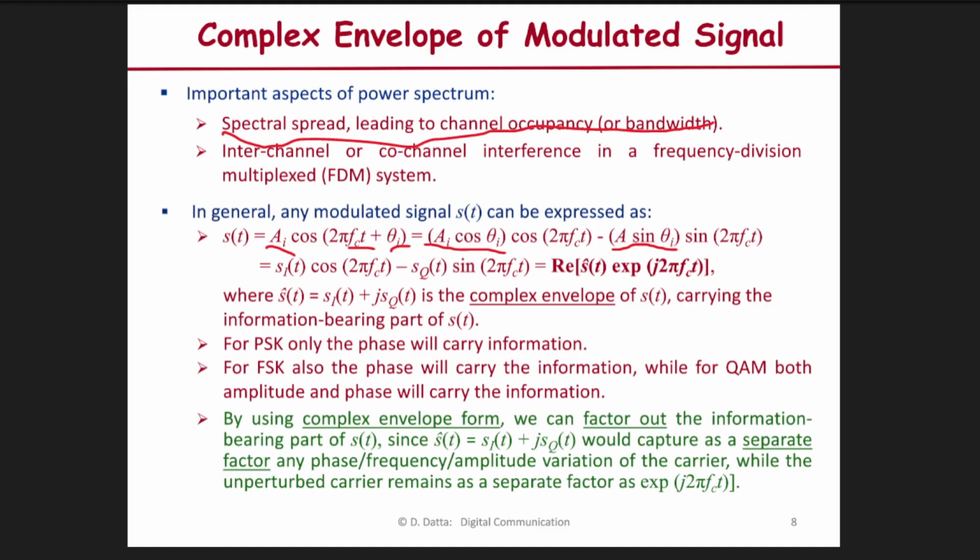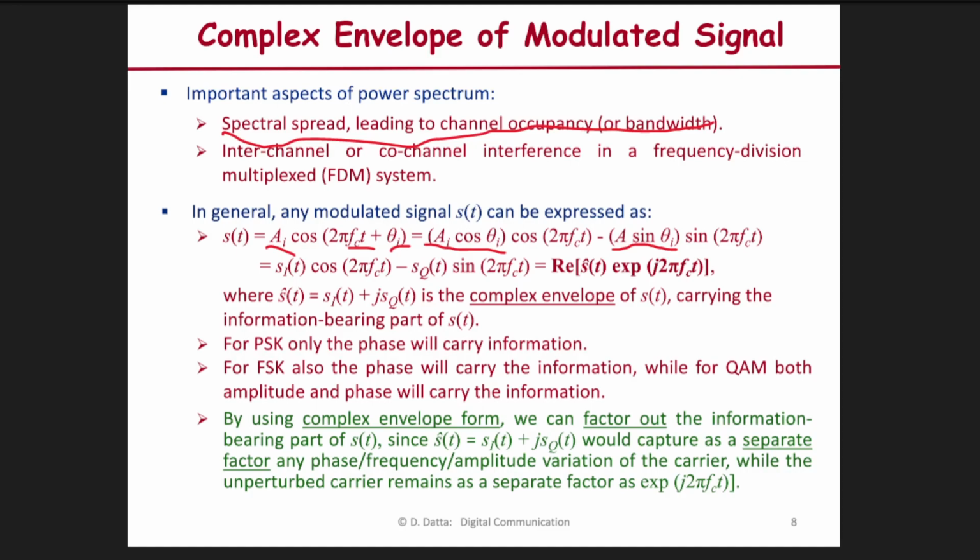So the complex envelope has this capability, but otherwise if you go for the trigonometric representation, it's all mixed up, messed up totally. You cannot see which part is responsible for representing my modulating signal and which part is my carrier. You cannot do that in a trigonometric representation.